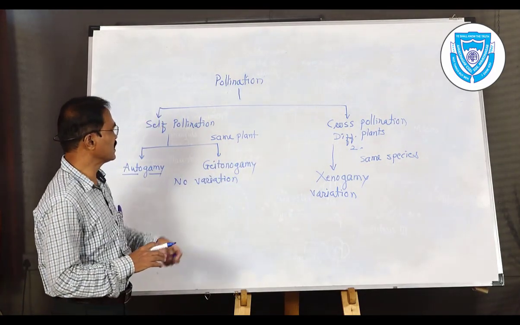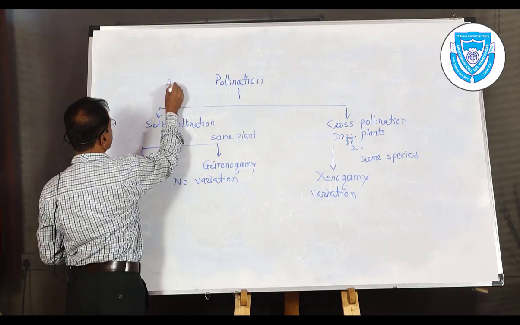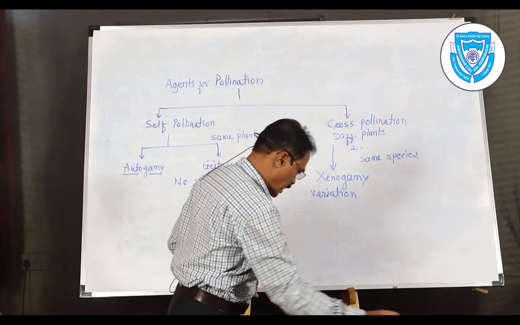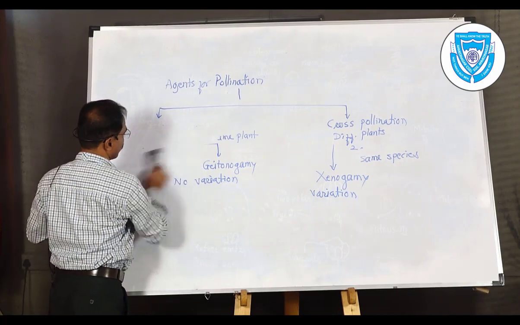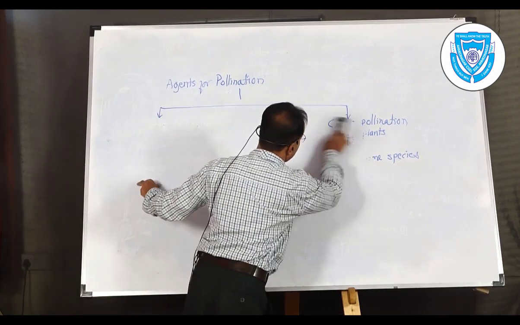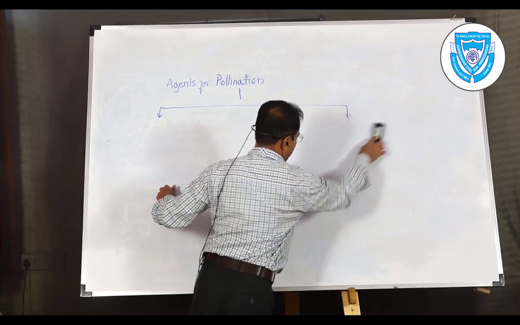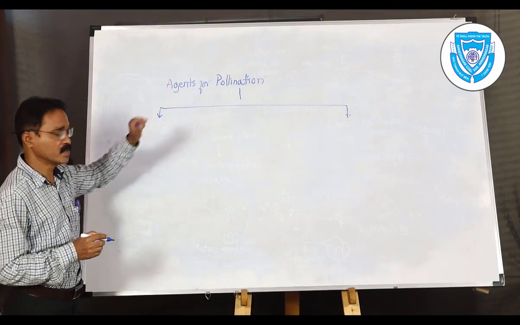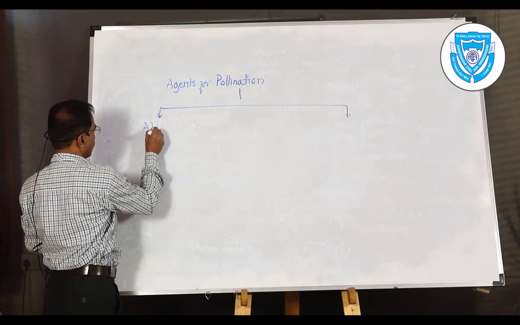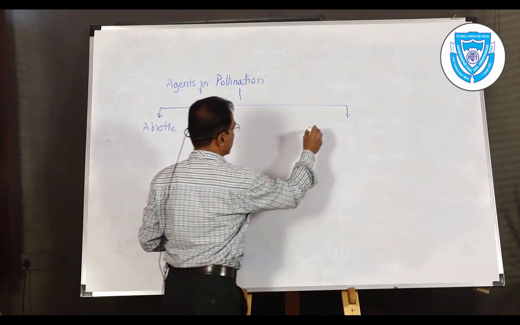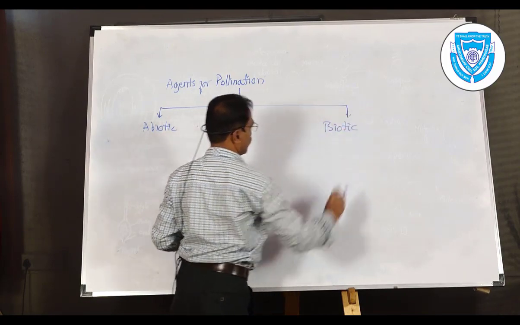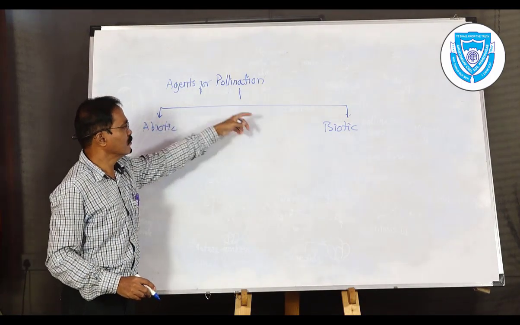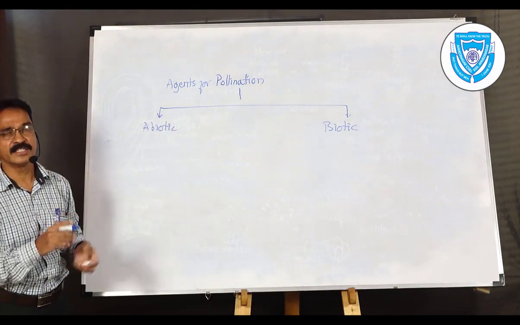Okay. Now the next thing is the agents for pollination. Again, these agents are categorized into two, as per whether they are living or not. They are called abiotic and biotic types. Abiotic means non-living agents that are required for the pollination, while the agents which are living organisms are called biotic agents.